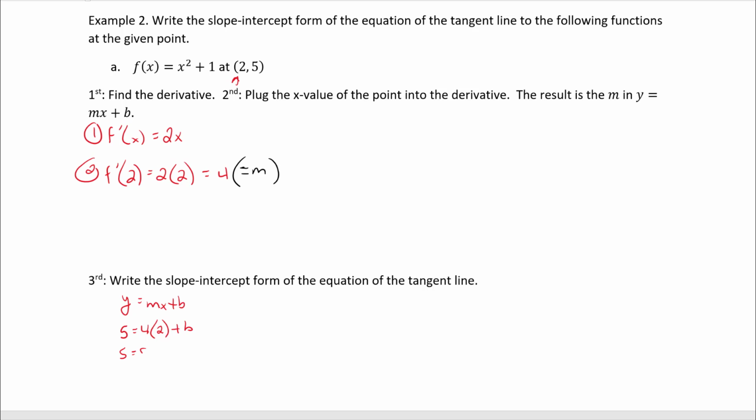So 5 equals 8 plus b. Subtract 8 from both sides. We get negative 3 equals b. So now that we know b, we know m. Now we can write the equation of our tangent line. Our tangent line is going to have the equation y equals 4x minus 3.